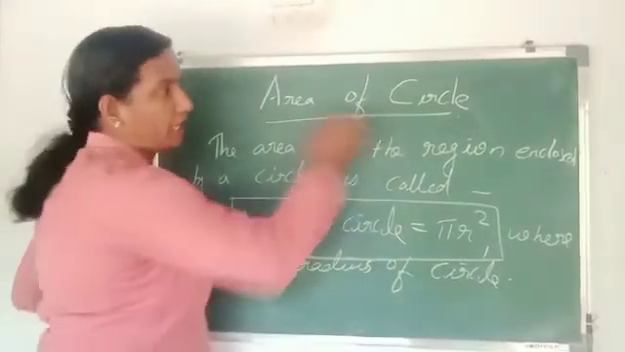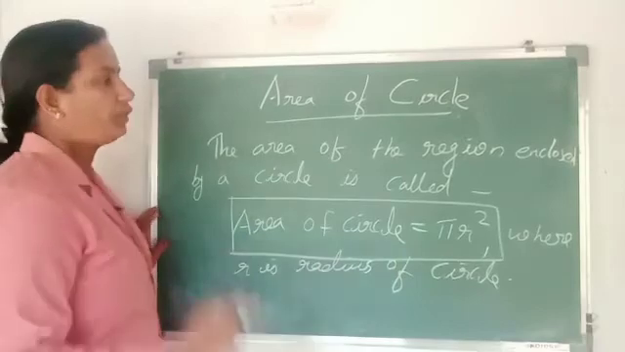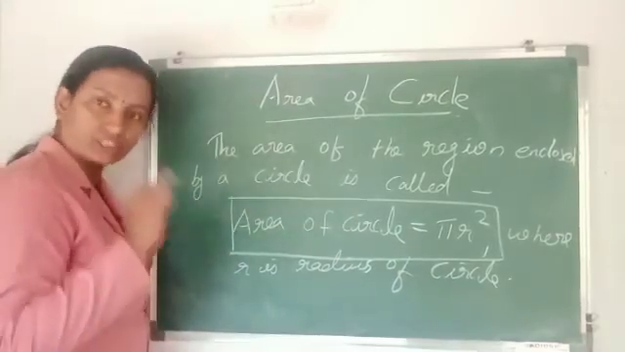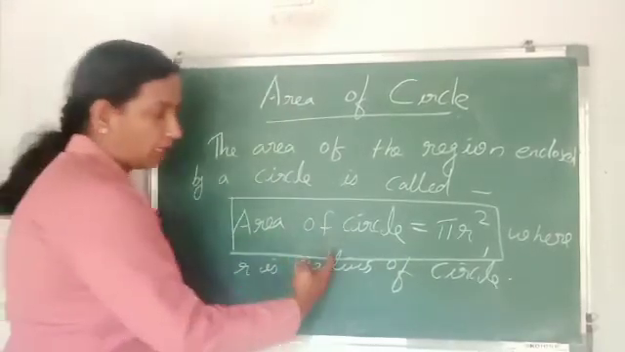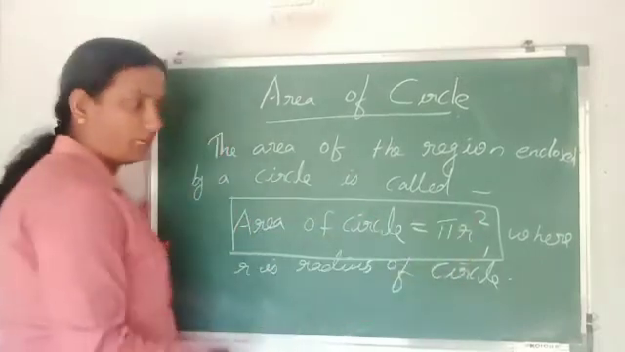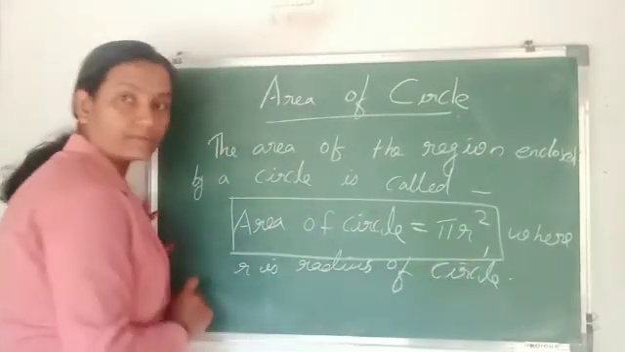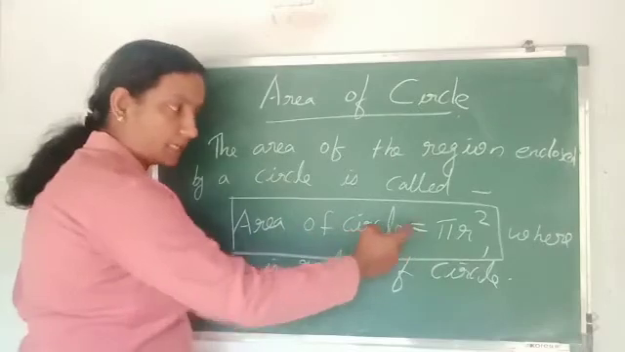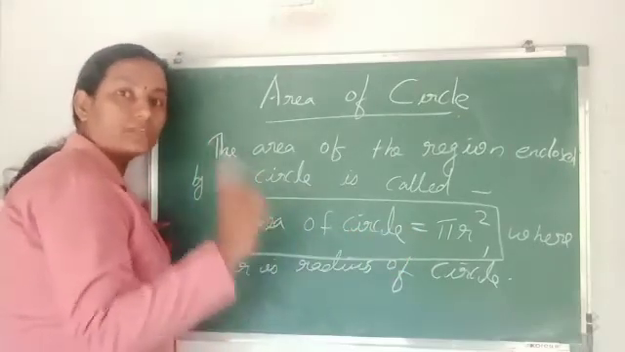Next topic, area of a circle. The area of the region enclosed by a circle is called the area of the circle. Area of a circle is equal to pi r square, where r is the radius of the circle. Area of a circle is equal to pi r square.